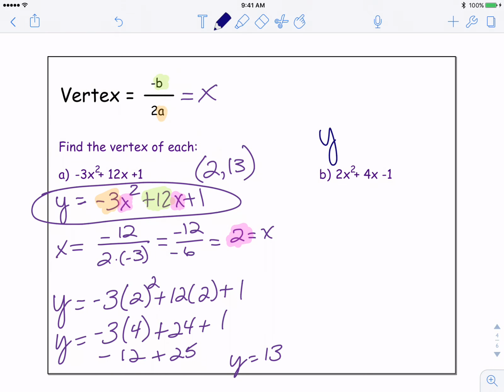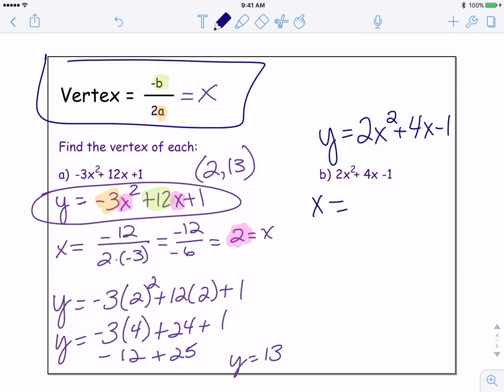In this other example, we have y equals 2x squared plus 4x minus 1. So to find the x value of my vertex, still following this equation, I have negative b. My b value is a 4, so I have negative 4 over 2 times my a value of a positive 2. So negative 4 over 4, or negative 1.